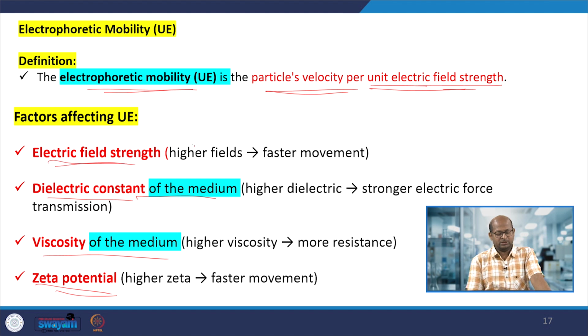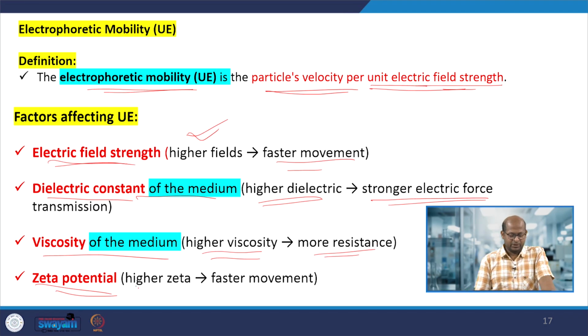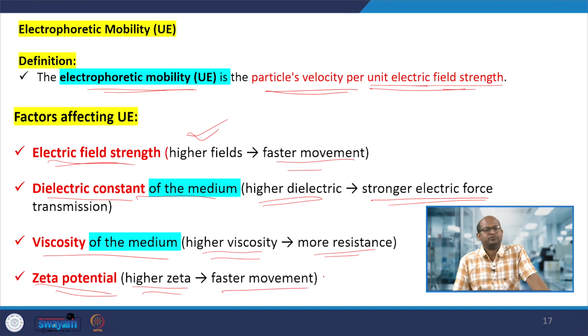So if the electric field is higher, then faster movement should be there. If the dielectric constant of the medium is higher, that indicates a stronger electric force, and if viscosity is high, then more resistance will be developed by the medium. Higher zeta potential means faster movement. When particles move very fast, it indicates a higher zeta potential.